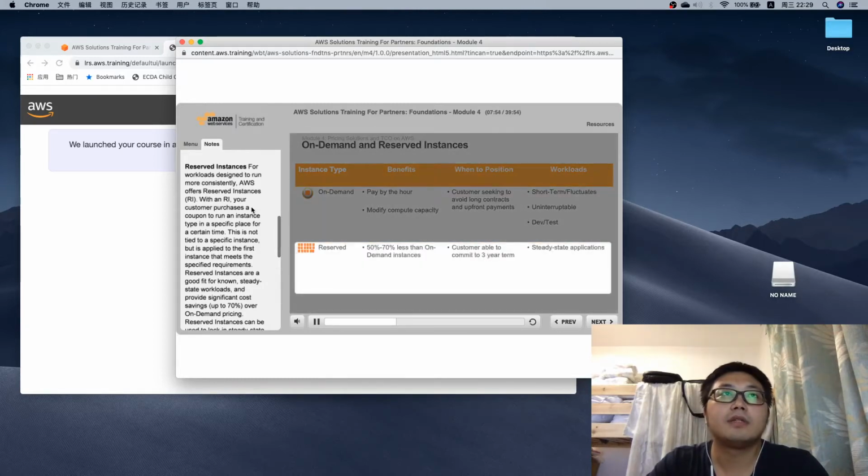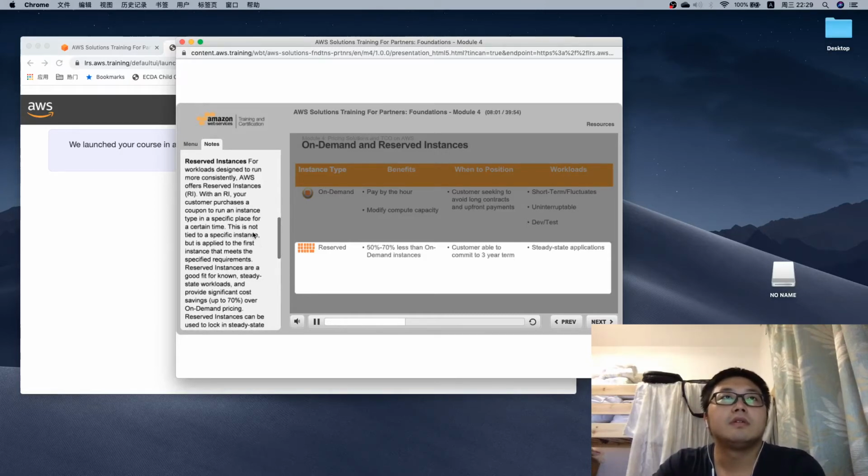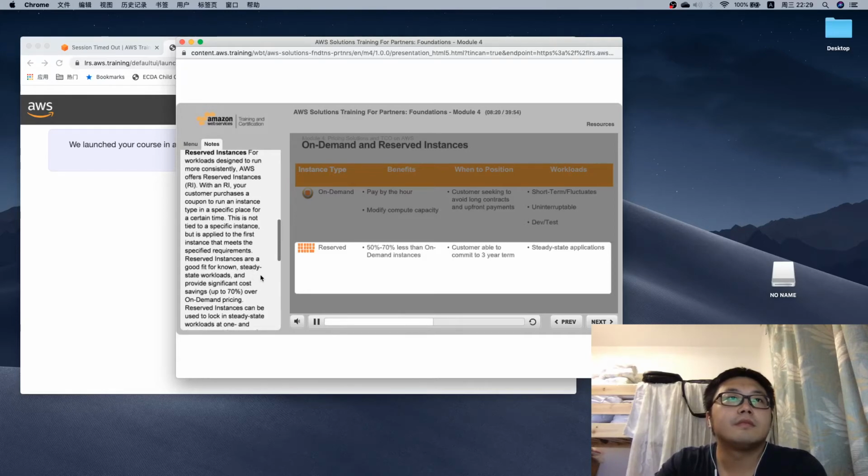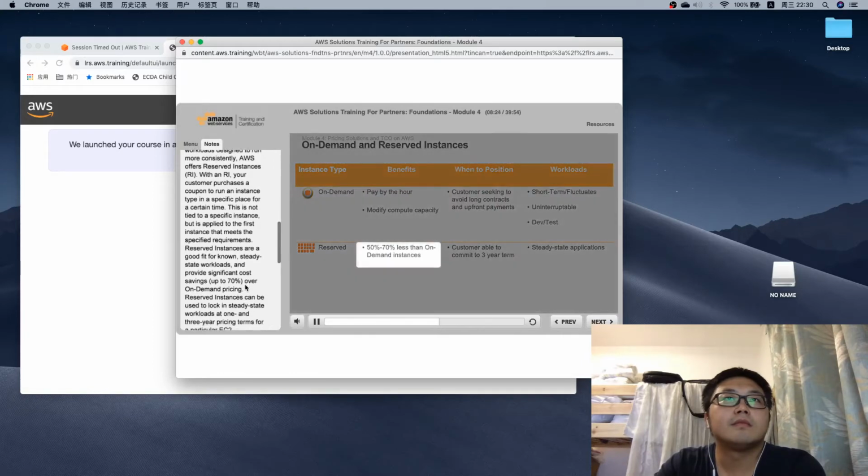Reserved instances. For workloads designed to run more consistently, AWS offers reserved instances, RI. With an RI, your customer purchases a coupon to run an instance type in a specific place for a certain time. This is not tied to a specific instance, but is applied to the first instance that meets the specified requirements. Reserved instances are a good fit for known, steady-state workloads and provide significant cost savings, up to 70%, over on-demand pricing.